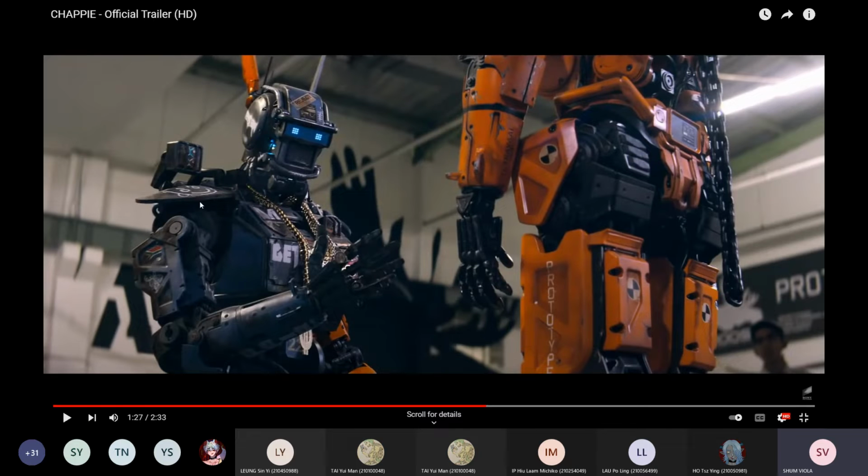You can see the shoulder here, and you can also see there's some joint underneath so that it can rotate. You can see that for the robot, sometimes they will have the LED monitor.